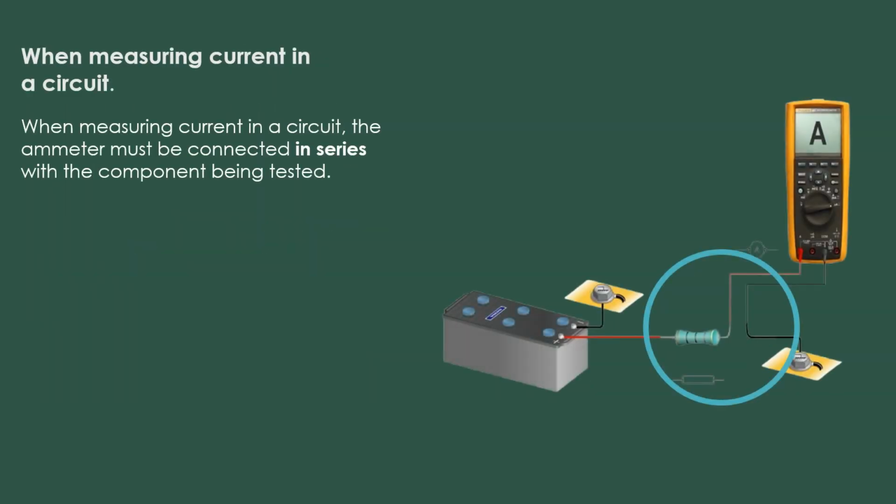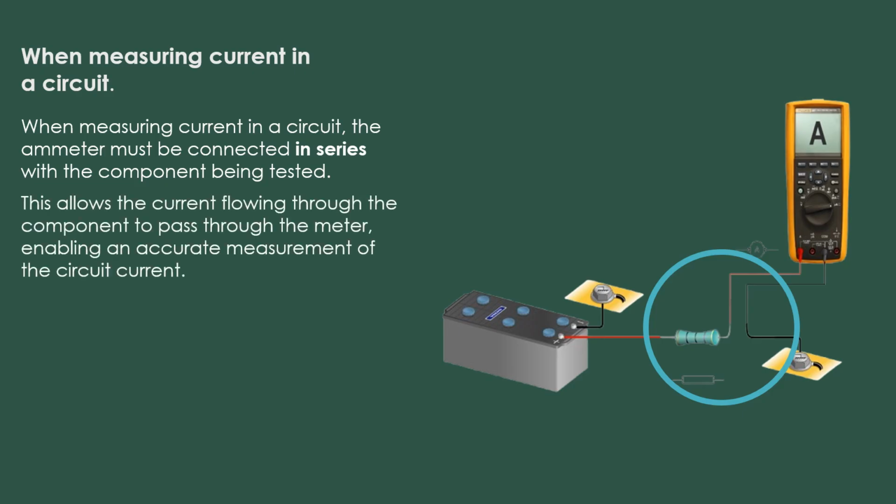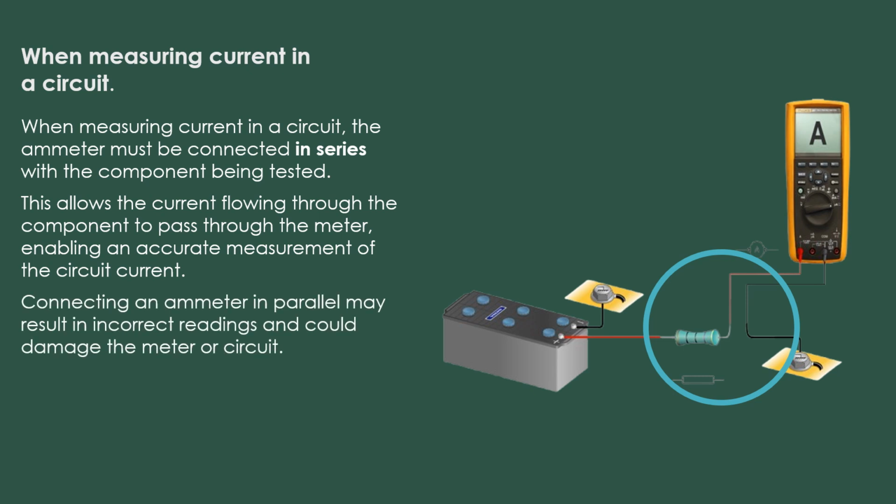When measuring current in a circuit, the ammeter must be connected in series with the component being tested. This allows the current flowing through the component to pass through the meter, enabling an accurate measurement of the circuit current. Connecting an ammeter in parallel may result in incorrect readings and could damage the meter or circuit.